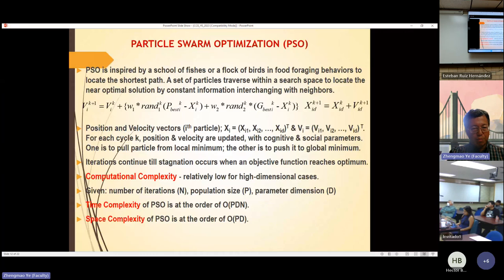Still about the computational complexity. The computational complexity of PSO is relatively low for the large dimensional cases. Given the number of iterations n, population size p, and also parameters dimension d, the time complexity now is at order of big O PDN. The space complexity is at the order of big O PD.